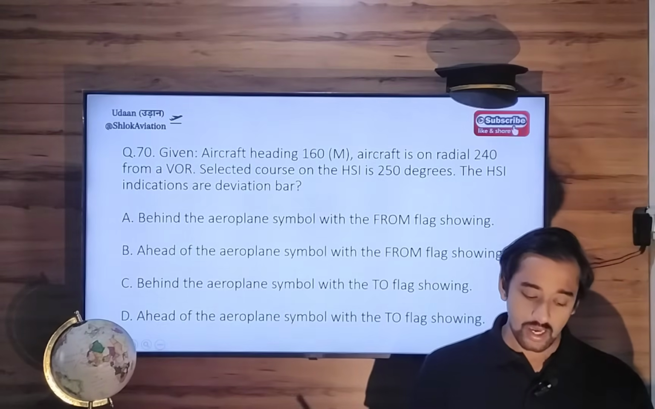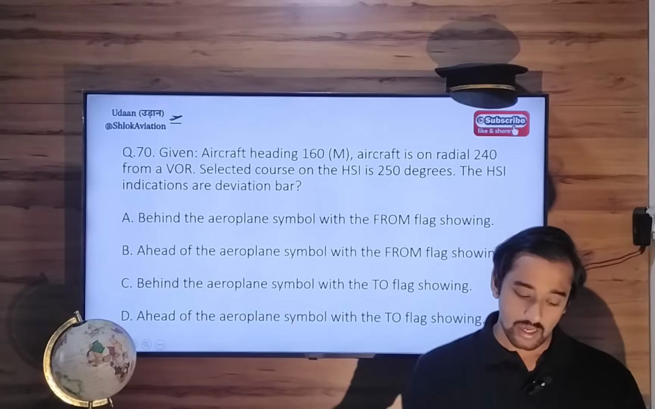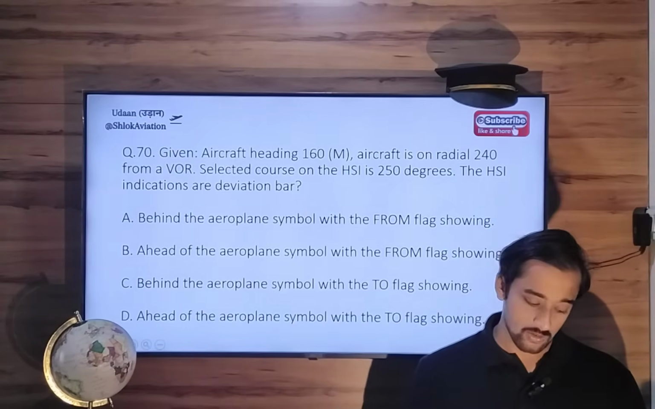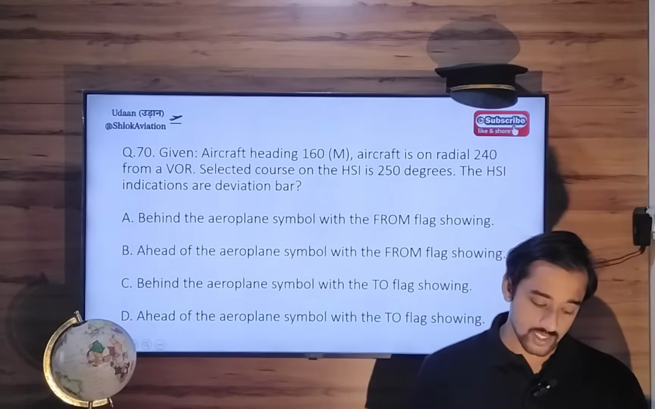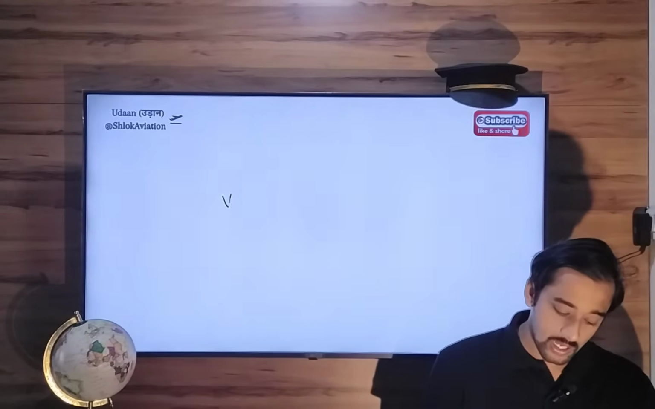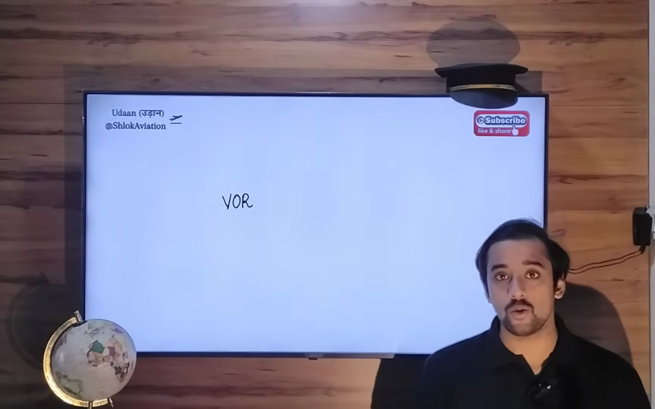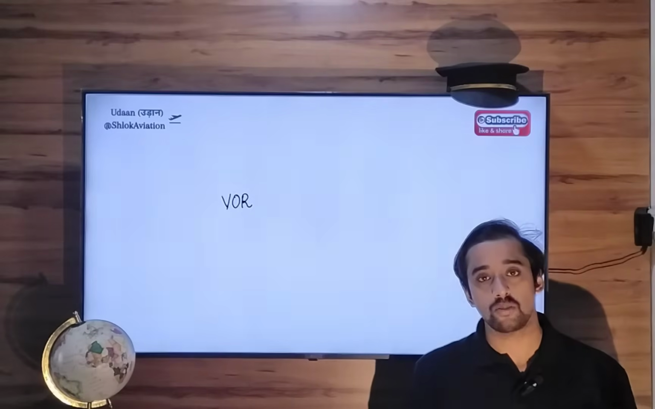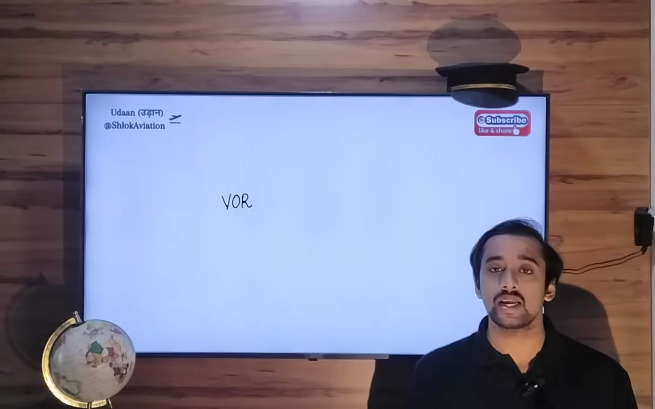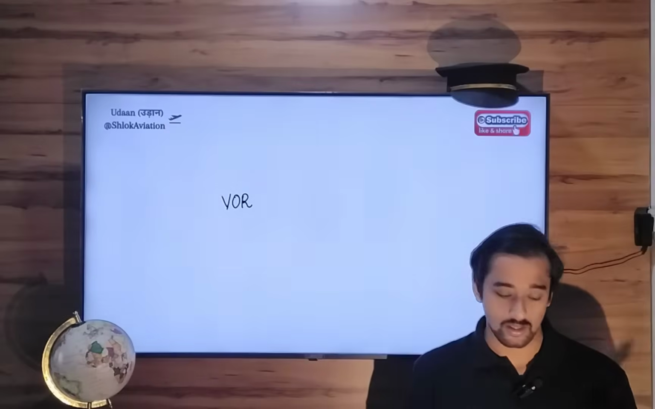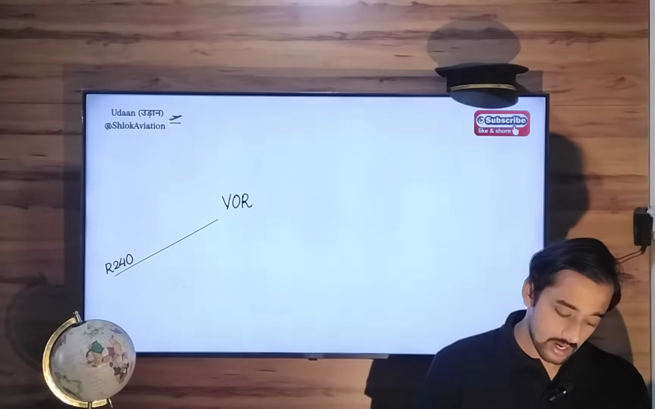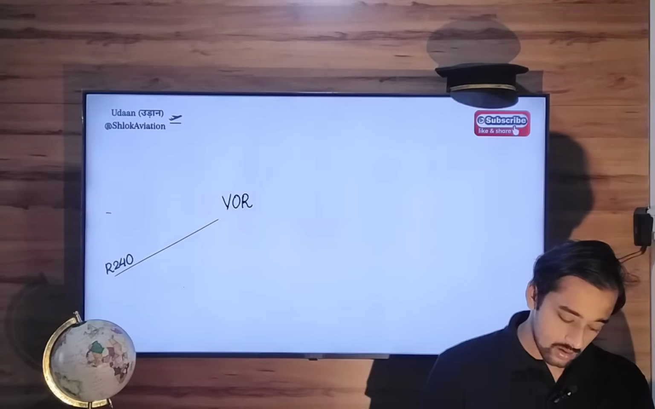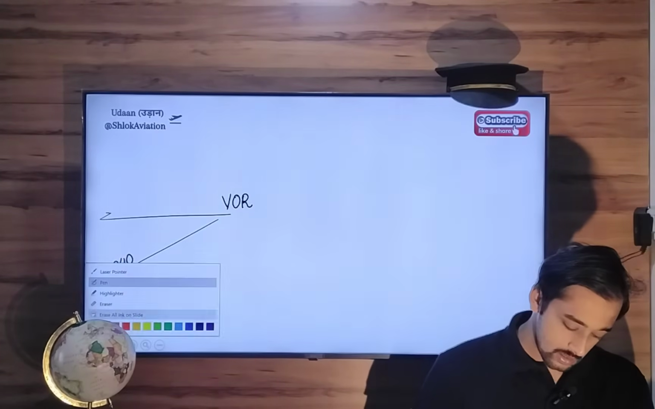Question 70. Aircraft is on a heading of 160. Aircraft is on radial 240 from a VOR, and in the HSI the course selected is 250. So simple. In HSI we do not have reverse sensing like in OBS. All we have is normal sensing, and in whichever direction the needle moves, turn in that direction. So here we have two radials, radial 240 and radial 250.